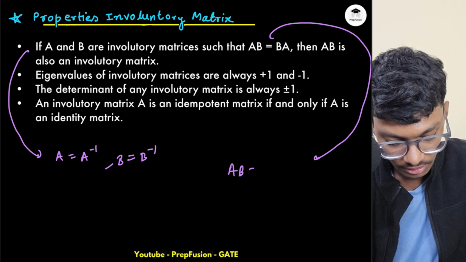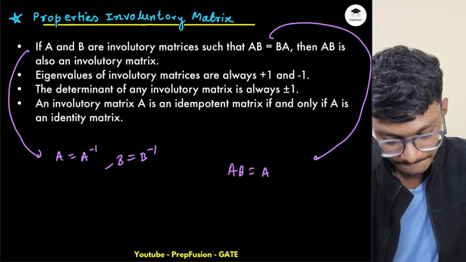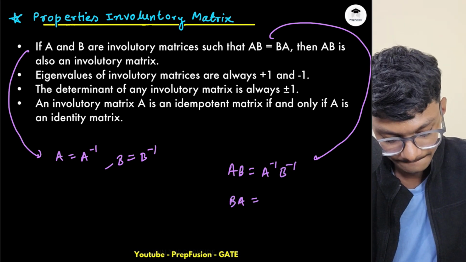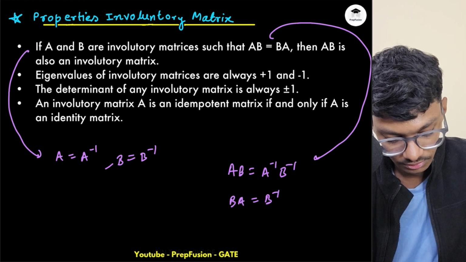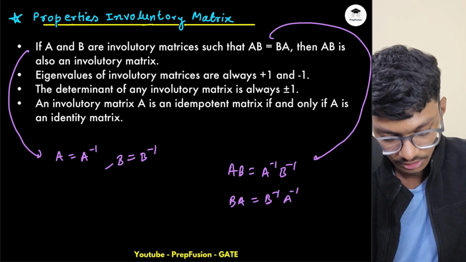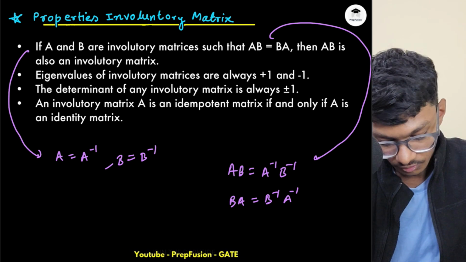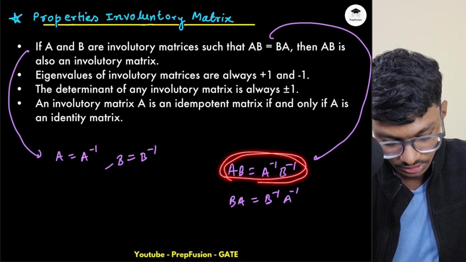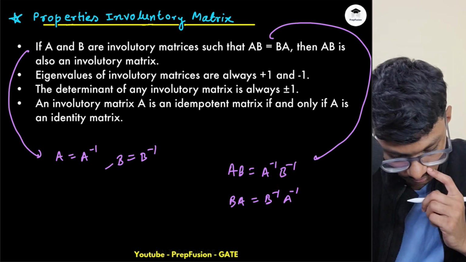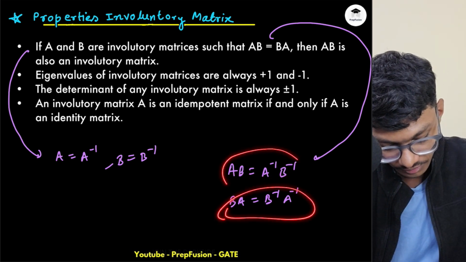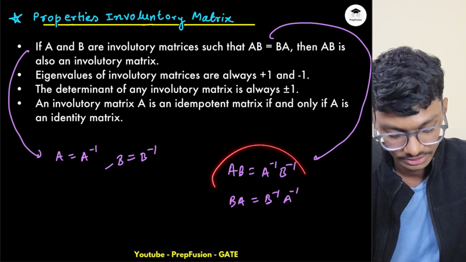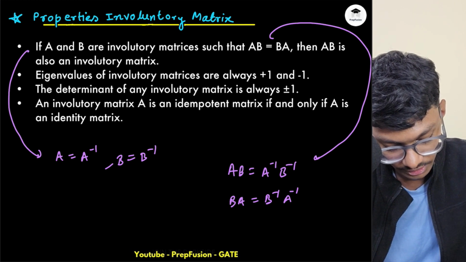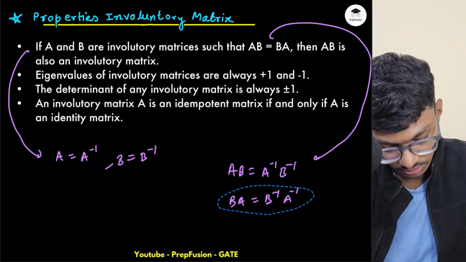So what is AB? AB I can write as A inverse B inverse. And what is BA? BA I can write as B inverse A inverse. So now let me take the whole inverse of this. We know AB equals BA, and we want to show AB is an involutory matrix. So let me take the whole inverse of this. If I take the whole inverse, what will happen?